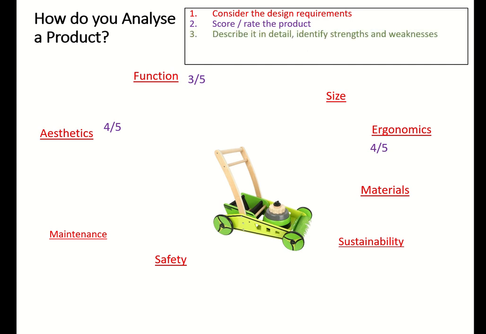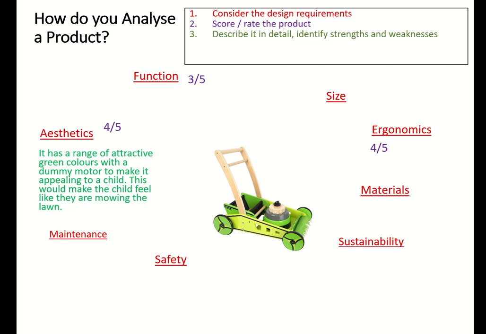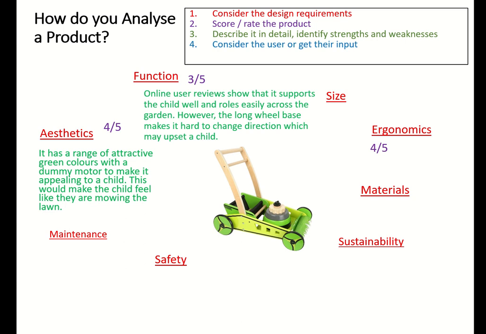Then some sort of detailed description, strengths and weaknesses. So here, for example, the comment is that it has a range of attractive green colours, which with a dummy motor make it appealing to a child. This would make a child feel like they're mowing the lawn. I'd do that for all of your points.